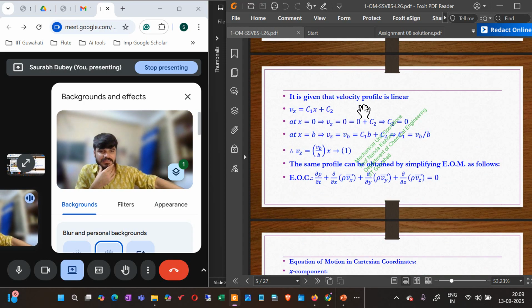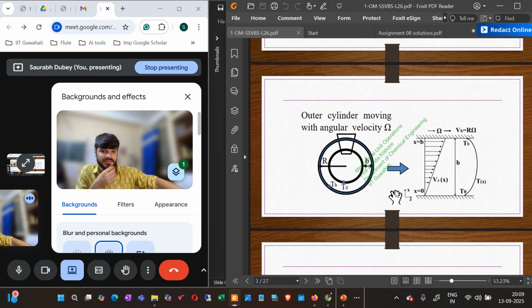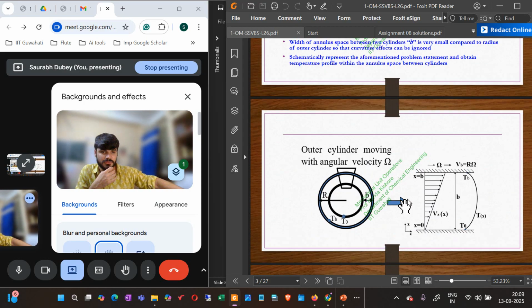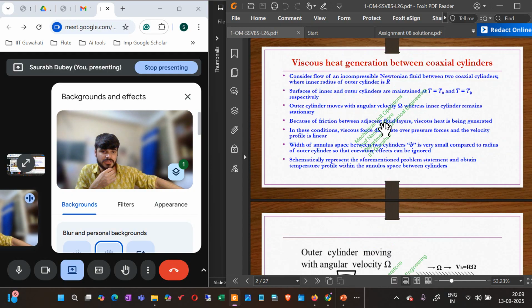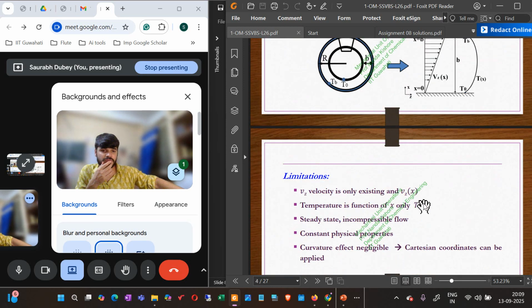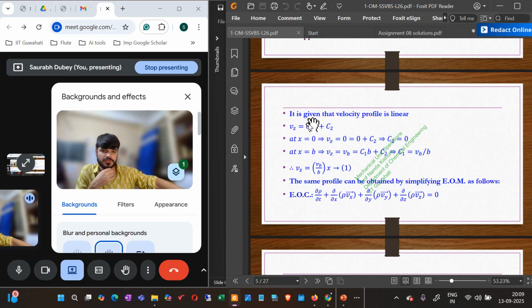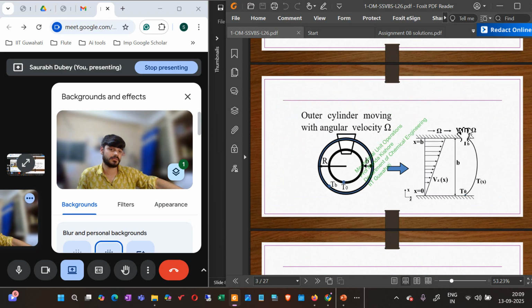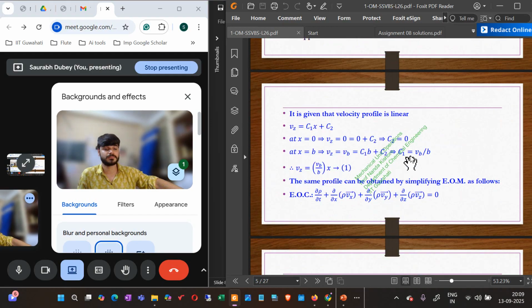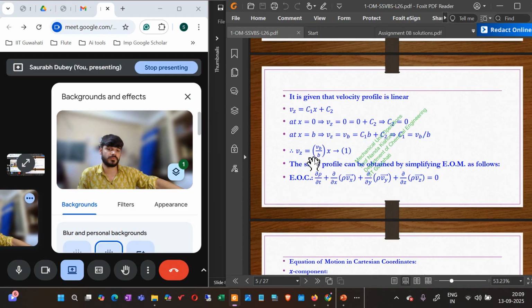So it is given that the velocity profile is linear. Where is it given? Here only. Because the frictional force is there, there will be heat generation, and the viscous forces are dominant over the inertial forces, so the velocity profile is linear. So as it is linear, you can assume it to be C1x plus C2, and based on the boundary conditions, at x equals 0, Vz equals 0, and at x equals b, Vz equals Vb. And Vb is R into omega. So you can get Vz.